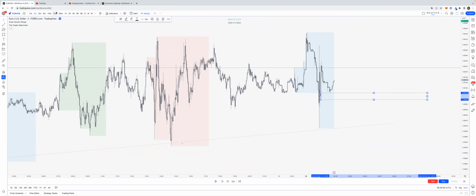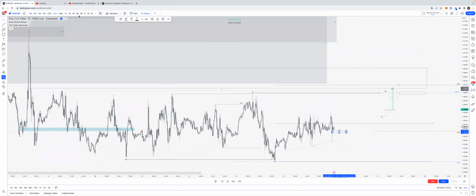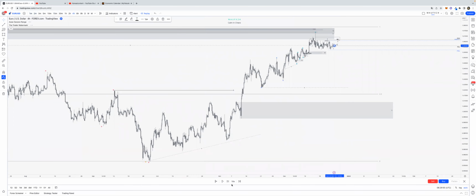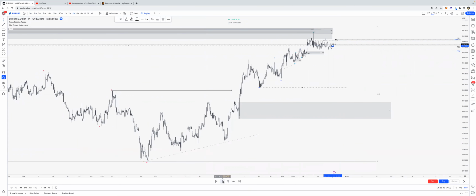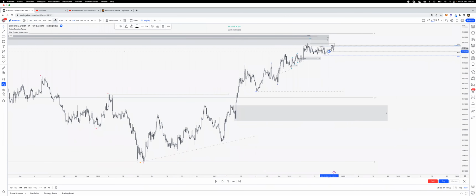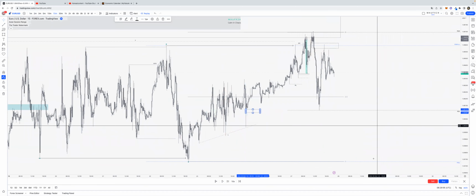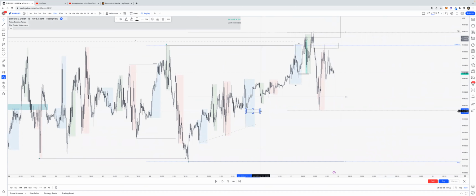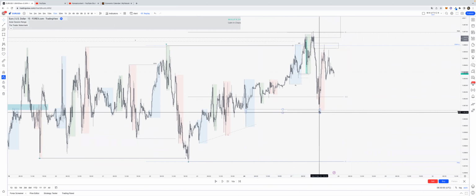Let's zoom out to the 4-hour and let's play price action a little bit. Thank you, price action. Expand that. There you go. So that's pretty clean.